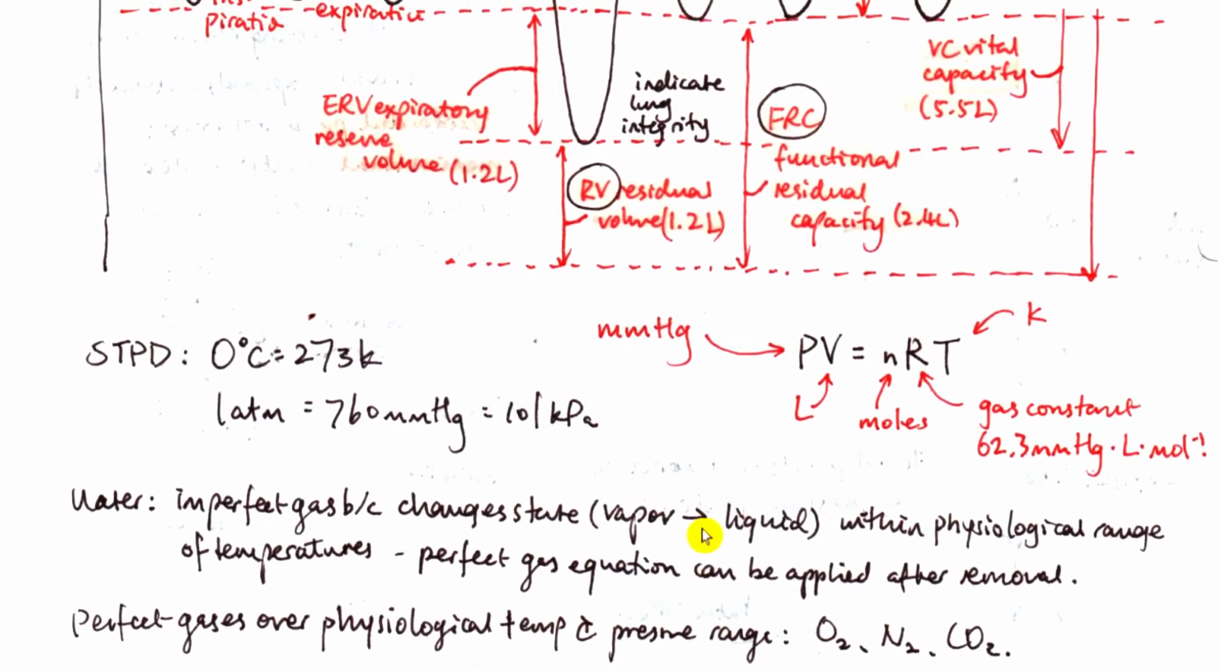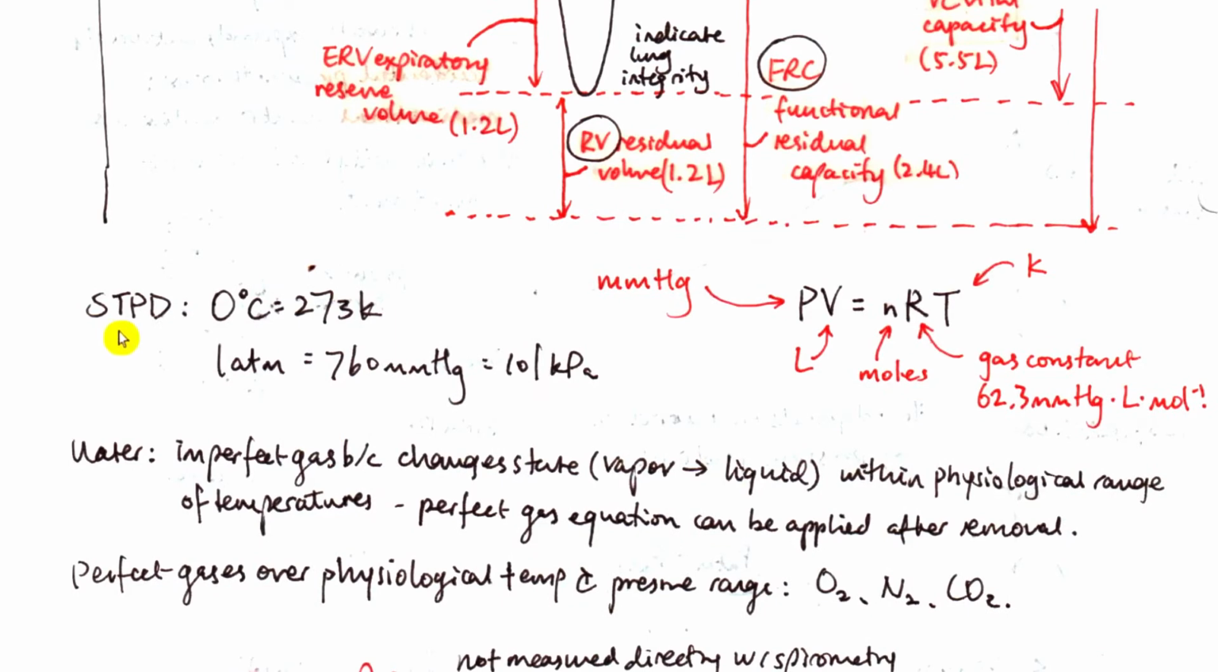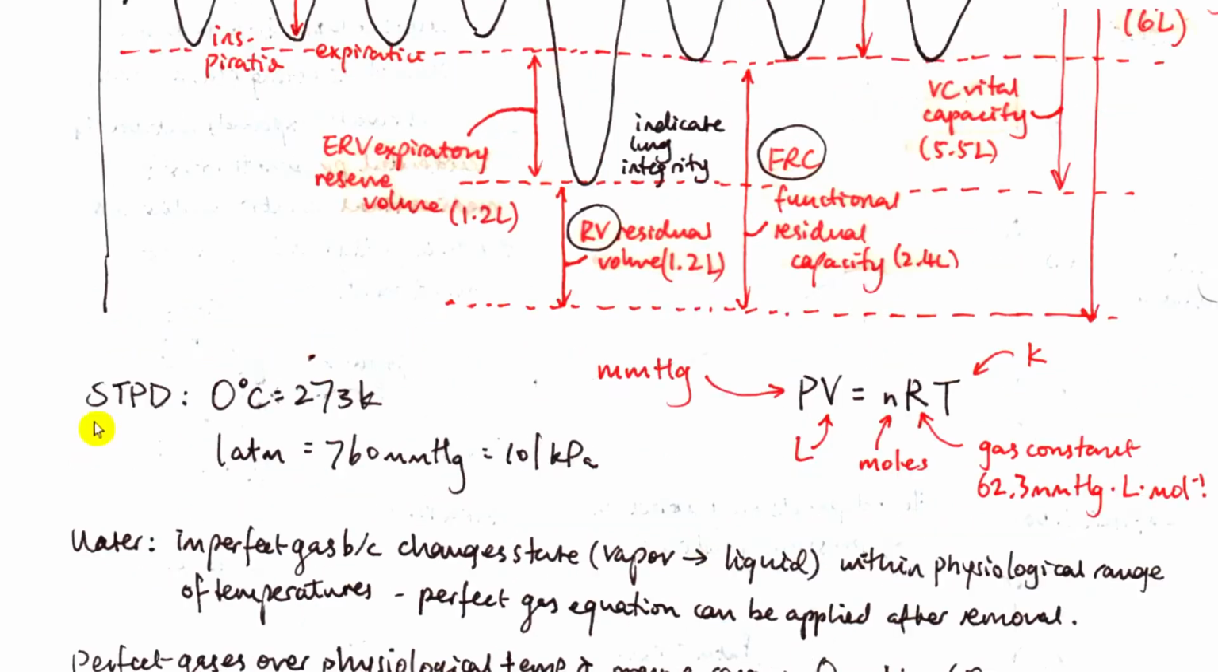If you know that experiment. So now we're going to have a look at some equations. So, standard temperature, pressure, dry. Standard means that we're at standard atmosphere pressure and temperature. So temperature is 0 degrees Celsius or 273 Kelvin. And to convert from Celsius to Kelvin, you need to add 273. So for example, 25 degrees Celsius would be 298 Kelvin.